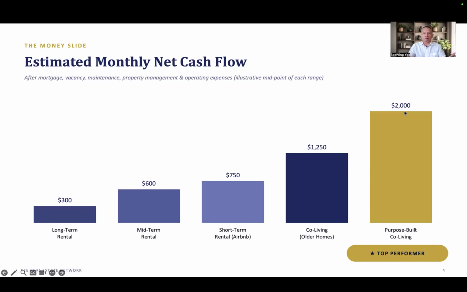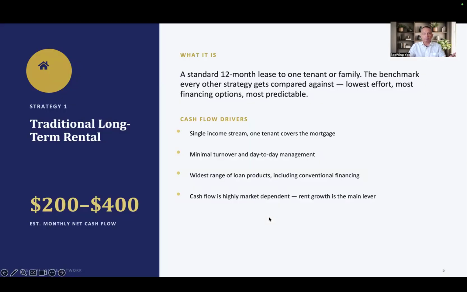That's around 50% more in cash flow and returns than older co-living homes. Purpose-built new construction is clearly the top performer. As much as I can, this is an apples-to-apples comparison. Again, the traditional model is long-term rental, where you rent to a family on an annual lease, and so forth.